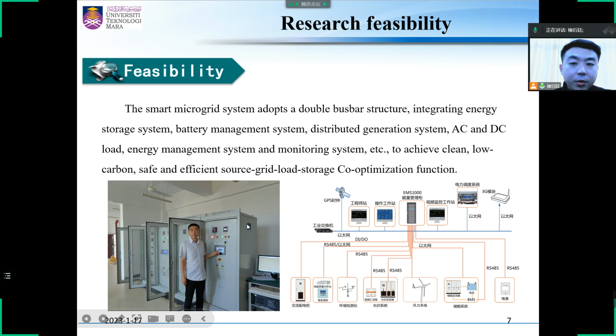Like the picture we can see, it's the lab, the microgrid system lab, and also the whole structure picture.